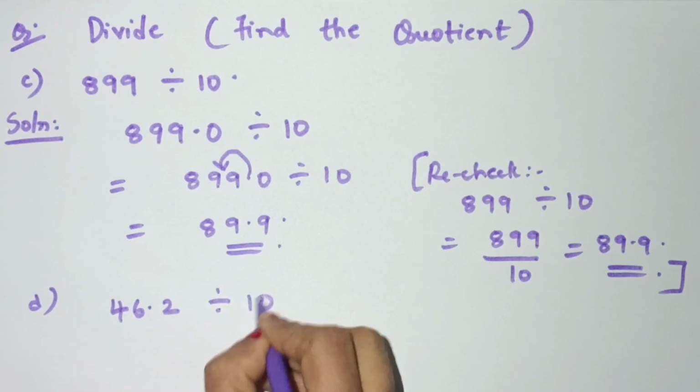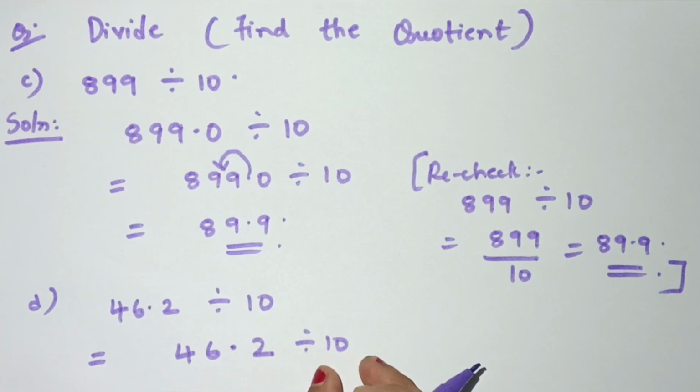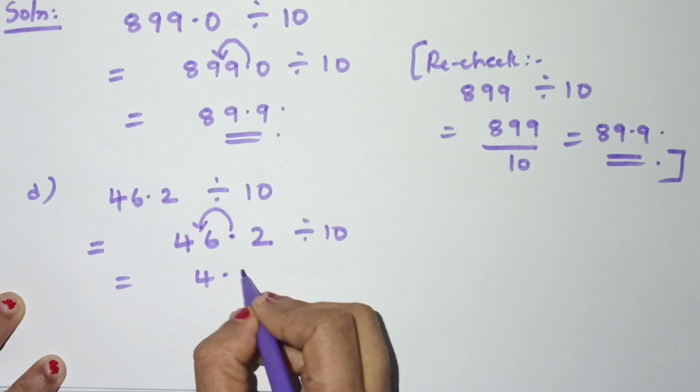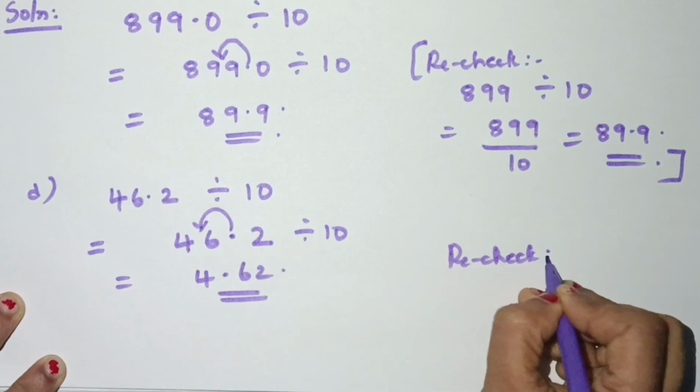46.2 divided by 10. The decimal number is 46.2. It is divided by 10. It means the decimal point shifts only one place to the left. It means your answer is 4.62. If you want, you can recheck this sum also.